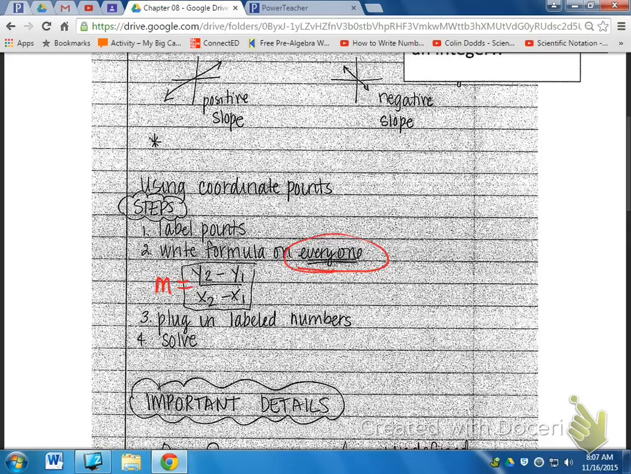So the first thing you're going to do is look at the 2 points and label them: x1, y1, x2, y2. That means you're going to label point 1, its x and y coordinates, and point 2, its x and y coordinates. Once you write the formula, y2 minus y1 over x2 minus x1, you plug the numbers in the right spots, and then you solve it. So we're going to do some examples of that in just a second.